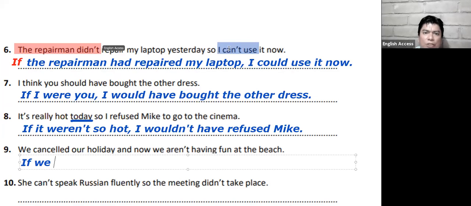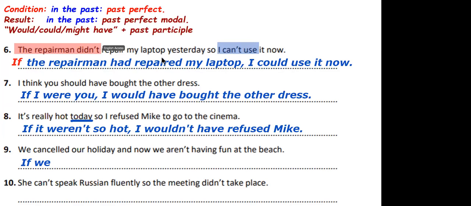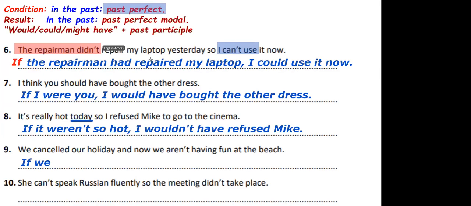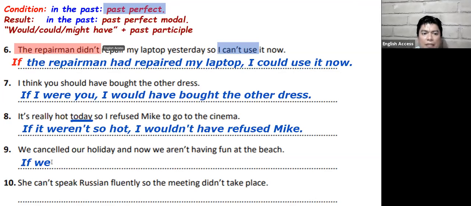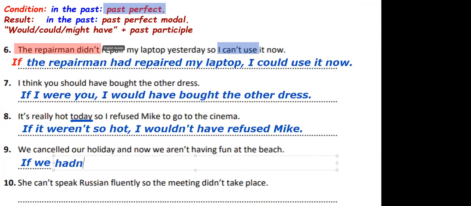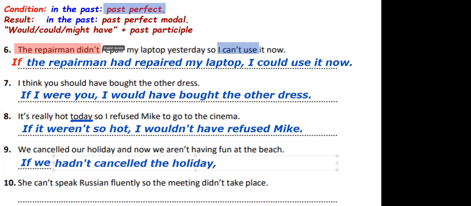You don't remember? I'll show you. If we didn't cancel. Past perfect, in the past. The condition: if we had canceled, if we hadn't canceled the holiday. Yeah.